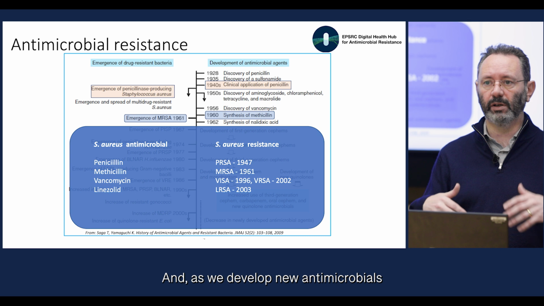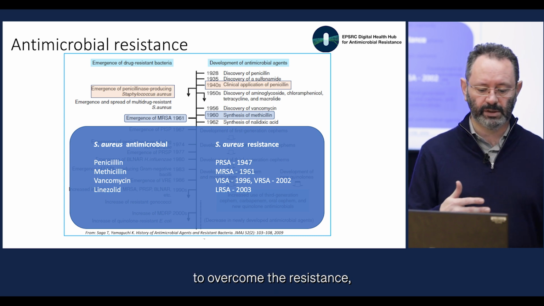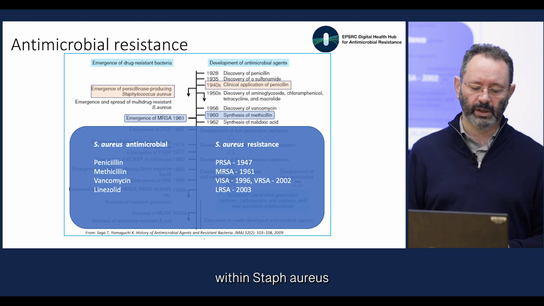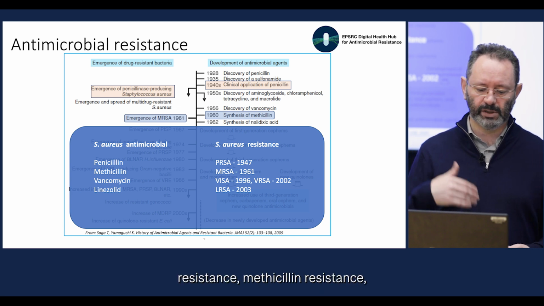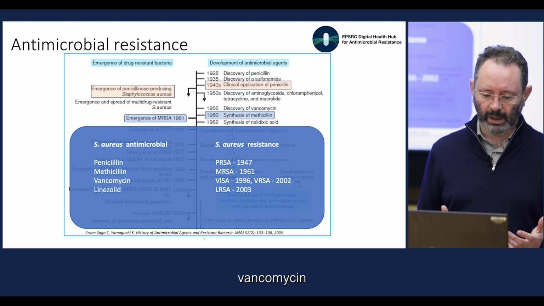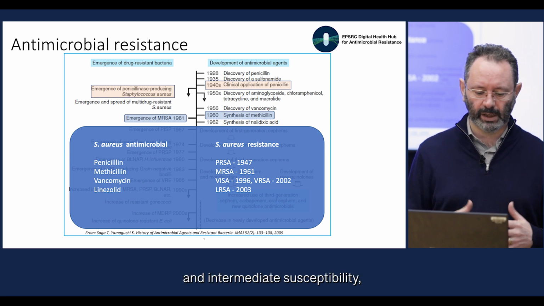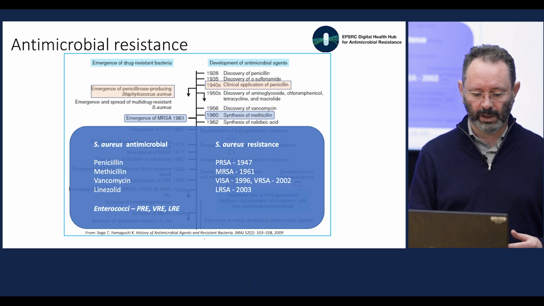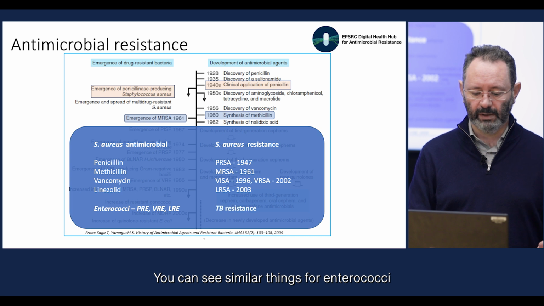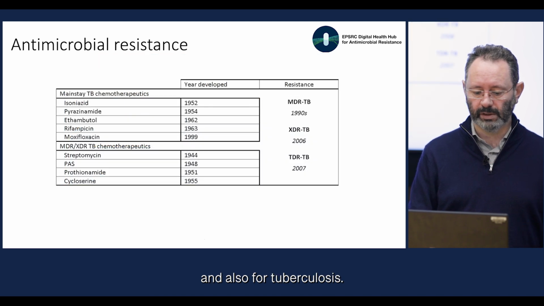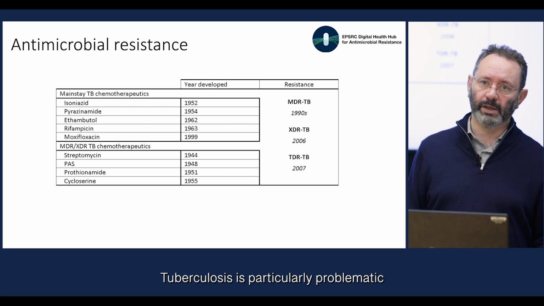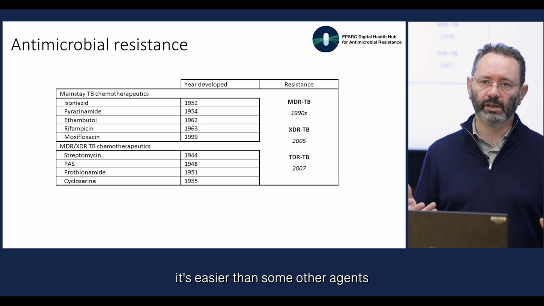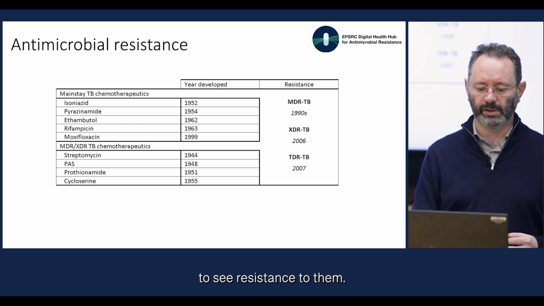And as we develop new antimicrobials to overcome the resistance, then you can expect to see resistance to that new antimicrobial. And here you can see some developments within Staph aureus, with penicillin resistance, methicillin resistance, vancomycin resistance and intermediate susceptibility, and linezolid resistance in 2003. And you can see similar things for enterococci and also for tuberculosis. Tuberculosis is particularly problematic because the therapy durations are so long, so it's easier than some other agents to see resistance development.